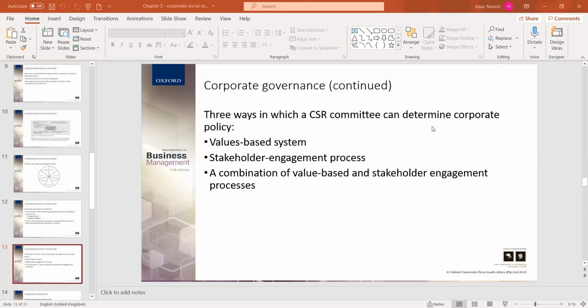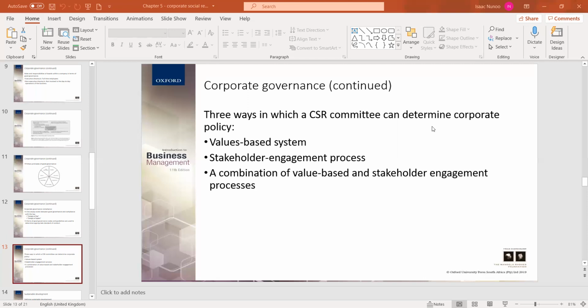It's a reactive approach. So with the stakeholder engagement process, the stakeholder determines what they want from the company and what they consider to be issues. Such an engagement process is able to ensure that they expect the company to do this for them, and the company also gets to understand certain issues and the culture of the company. So this is a reactive approach.